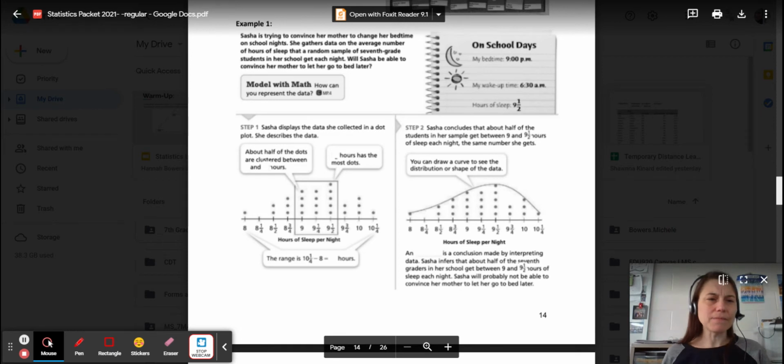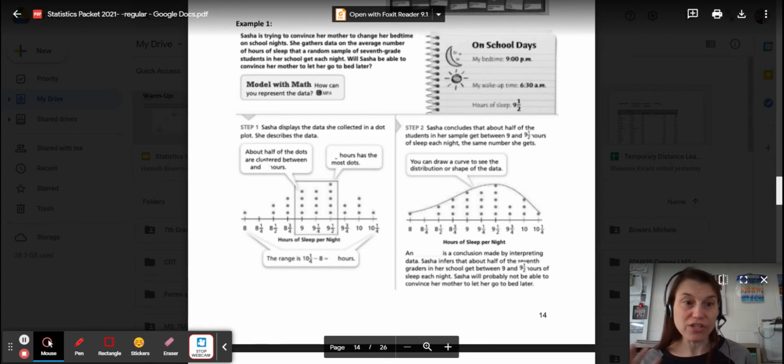So here's the situation that you're given in this graph. Sasha is trying to convince her mother to change her bedtime on school nights. She gathers data on the average number of hours of sleep that a random sample of seventh graders, students in her school, get each night. It's not telling us how Sasha came to this random selection. They're just telling us it's random, so we know that she has a random sampling.